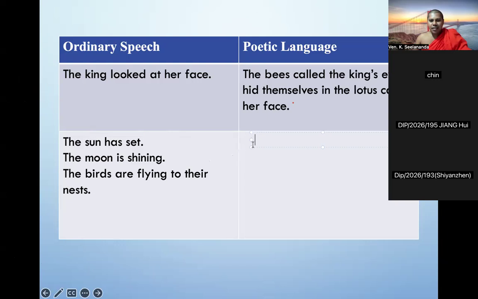Sorry, your question? Can you repeat it? I asked for an example of ordinary speech: the king looked at her face. The poetic language is like that: the bees called the king's eyes hid themselves in the lotus called her face. The second sentence of ordinary speech: the sun has set. Can you make a sentence in poetic language? You mean we are writing a poetry?